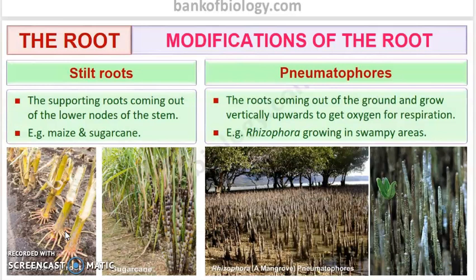An example of plants which have this stilt root is the maize and sugarcane. You can see it here. This is very clear, I hope so. So root portion will be seen inside the soil, but there are few roots which arise from the lower nodes of the stem in case of maize and sugarcane, and these roots are called as stilt roots.